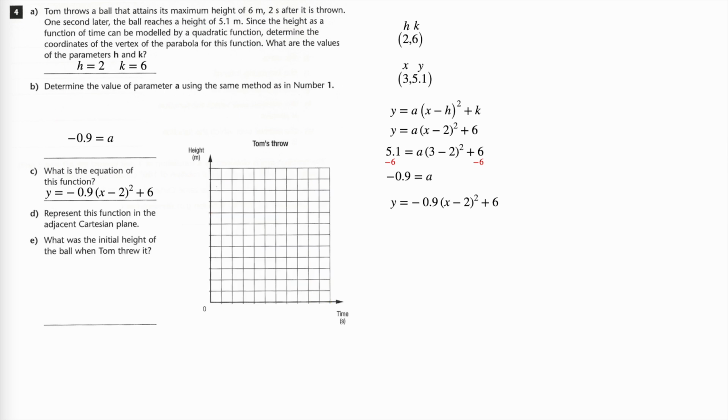All right, so let's draw a sketch of this graph here. The vertex is (2, 6). We need to know the zeros to make this sketch, and we also need to know the initial value.